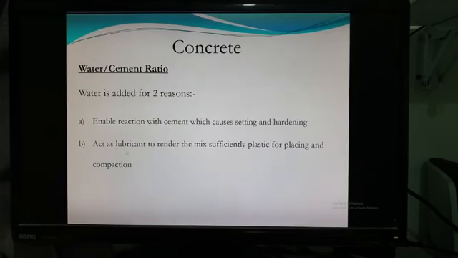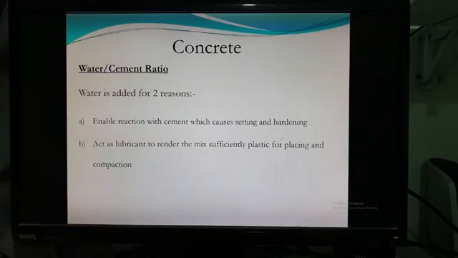Okay, water is added to, it is an enabler. So without water, the ingredients of the concrete will not react with each other. So as an enabler, it is a requirement for the curing process to start that you have water in the mix. And then it also acts as a lubricant in order for the mix to sufficiently be plastic for the purpose of placing and compaction.